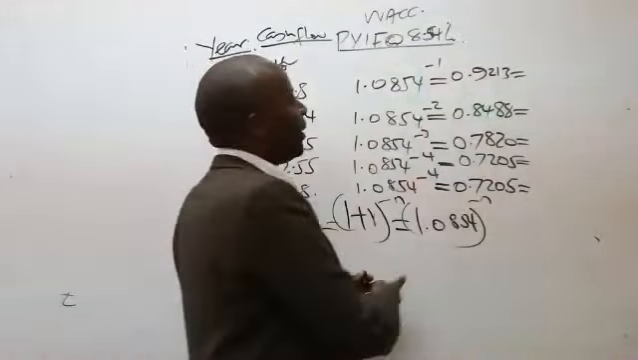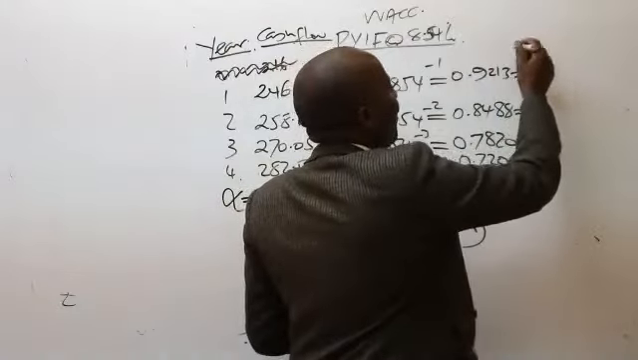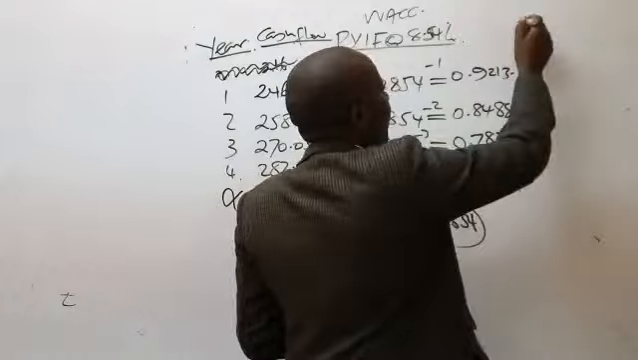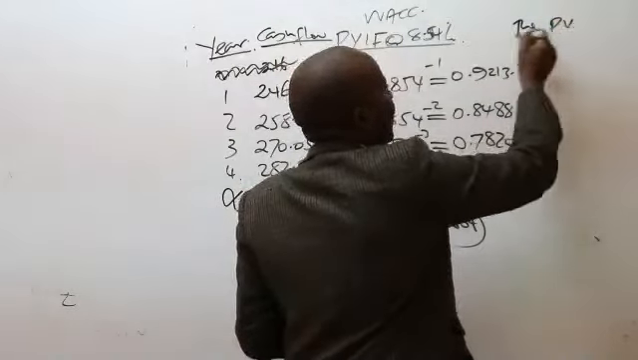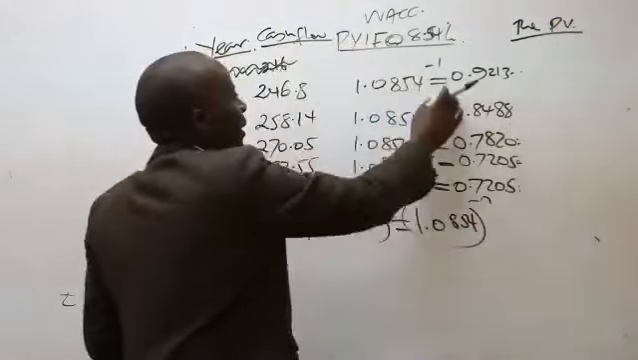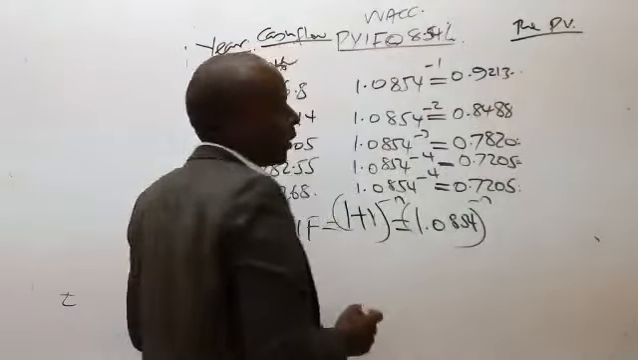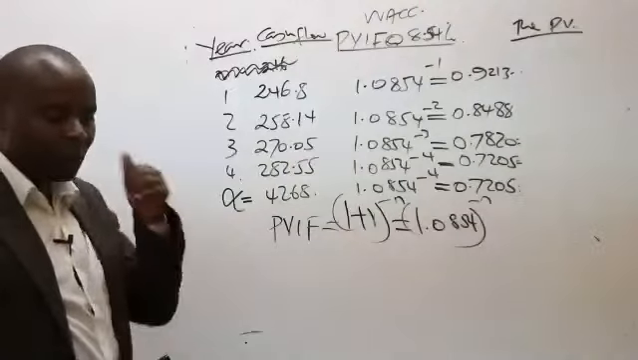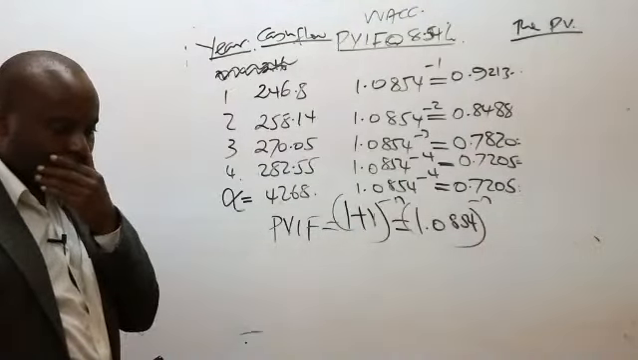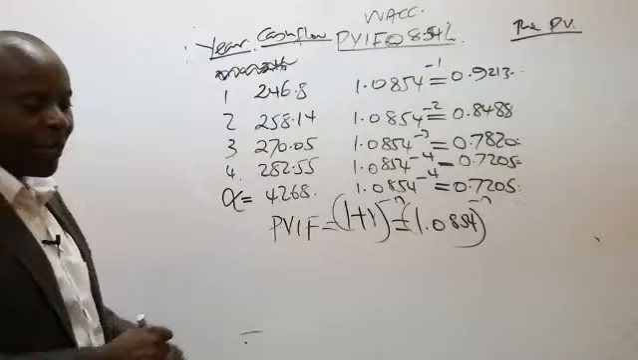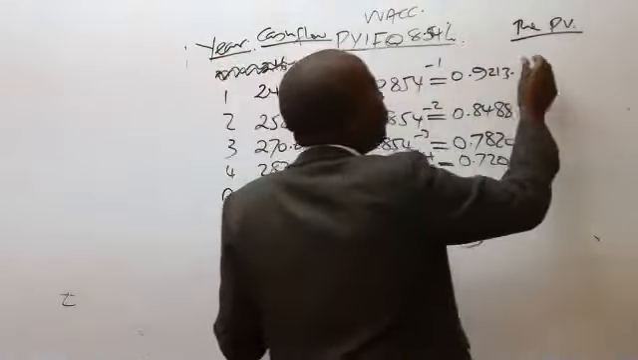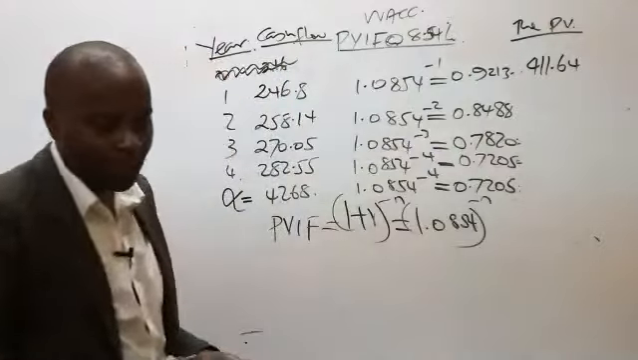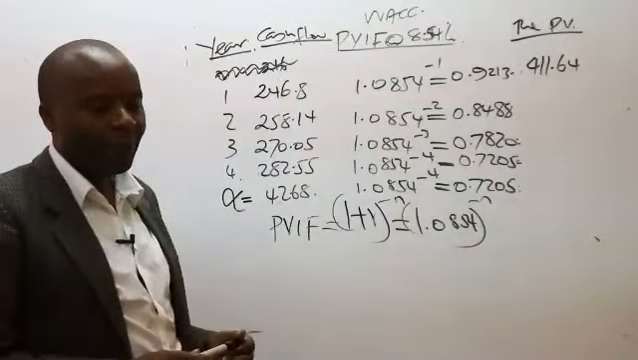Pamoja. So please come and give me now the present values, not PVIFs. You multiply this and this. Give me 2 decimal places. So Caro tells me the first one is 411.64. The second one ni ngapi?